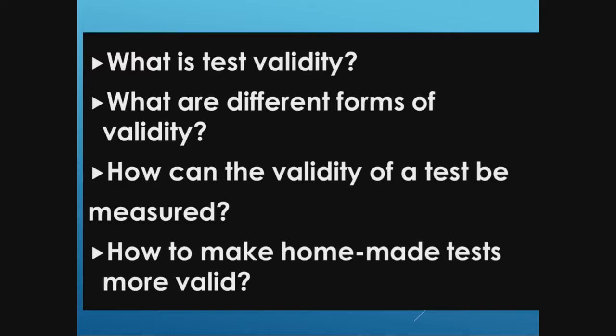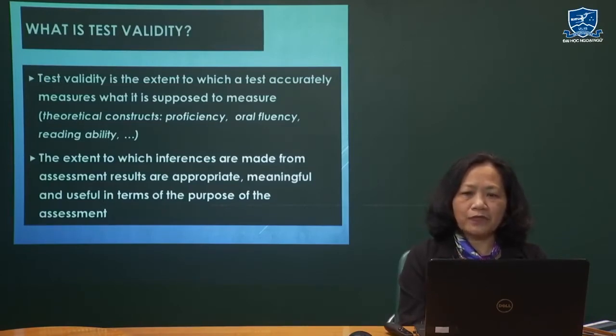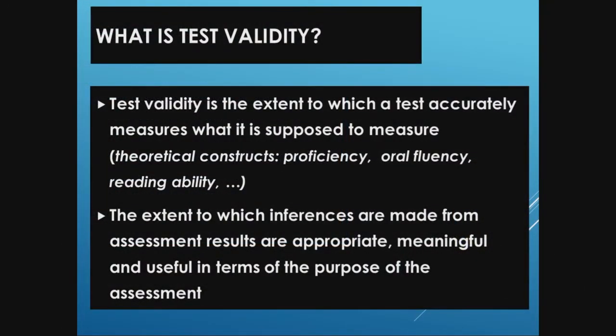So can you answer the first question? What is test validity? Test validity is the extent to which a test accurately measures what it is supposed to measure. In language, we often talk about theoretical constructs, such as proficiency or ability of different types, like reading ability or writing ability, or also constructs such as fluency, different types of abilities or skills. So a test is valid if it can measure the language constructs that it is supposed to measure.